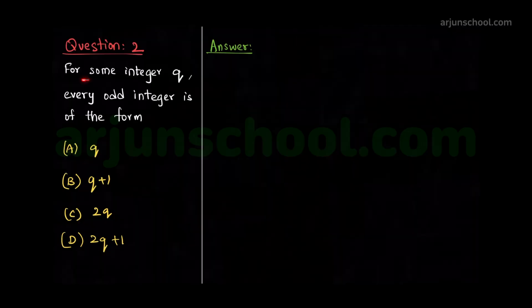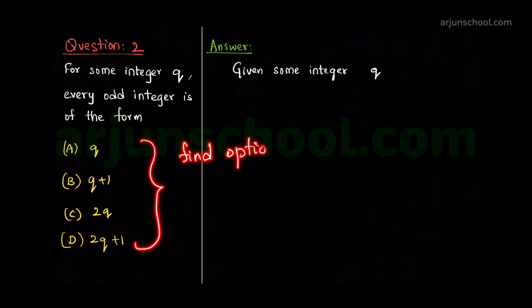Question. For some integer q, every odd integer is of the form option A q, option B q plus 1, option C 2q, and option D 2q plus 1. Answer. We are given some integer q. We have to find the form from given options that has only odd integers.